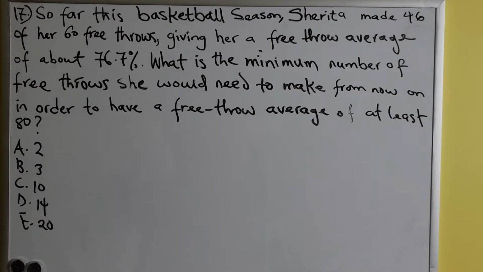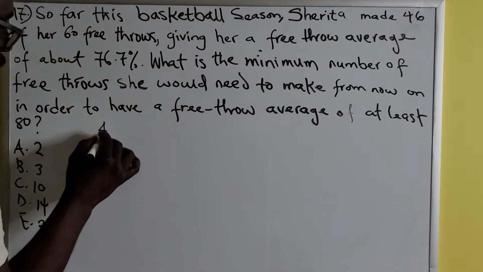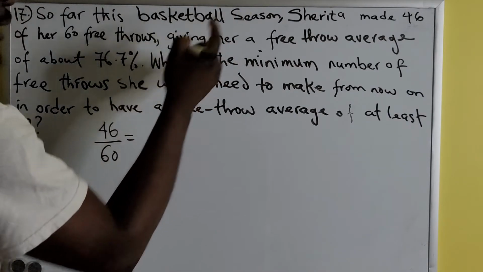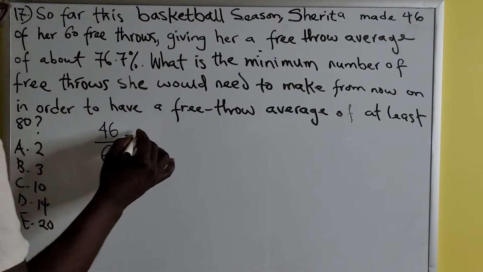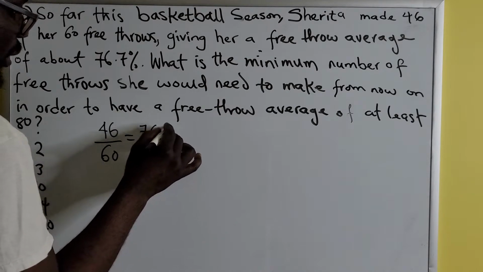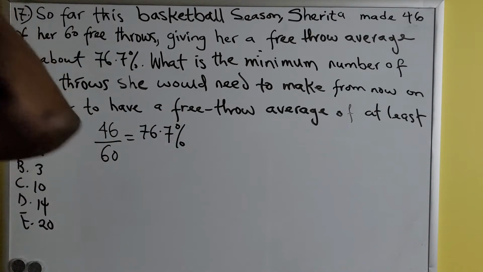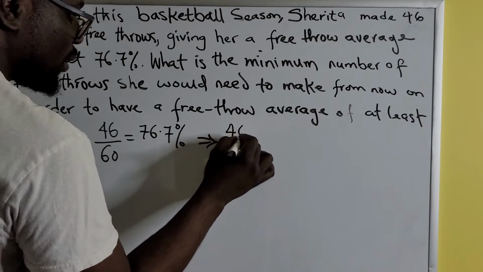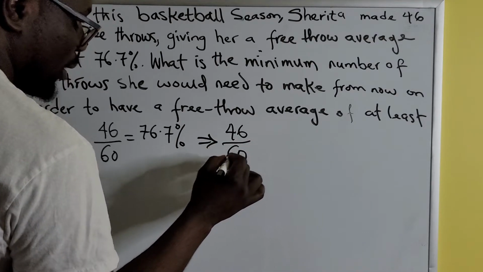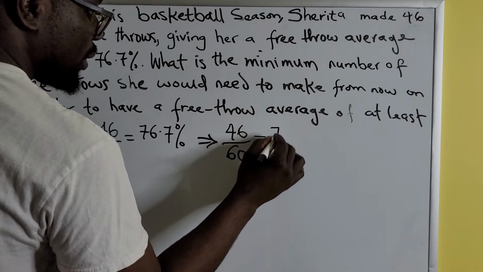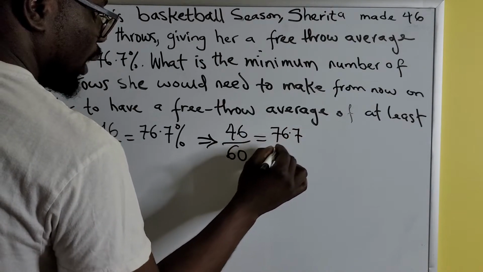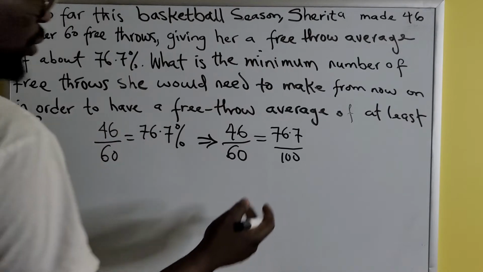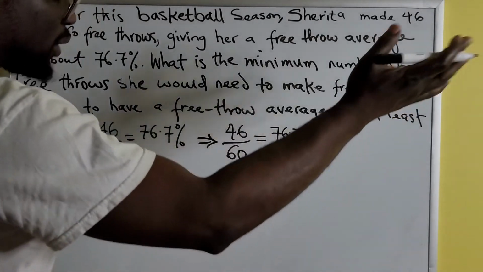What they are saying is 46 out of 60 that this lady, Sherita, threw is 76.7%. You can also rewrite this as 46 of the 60 throws that she made is 76.7 divided by 100. Because that's what percent is, right? That's what it means. So you can go on and simplify this further.